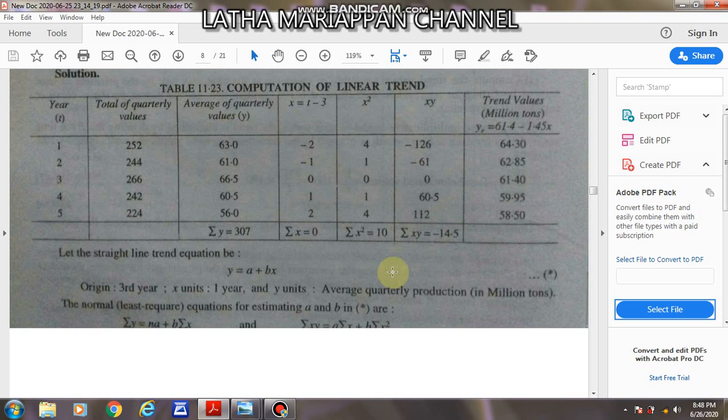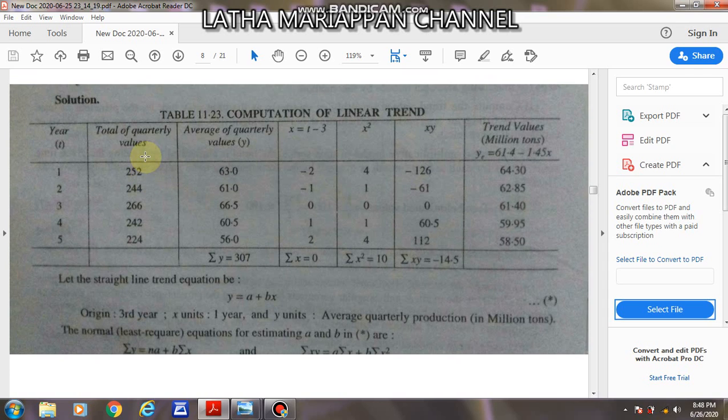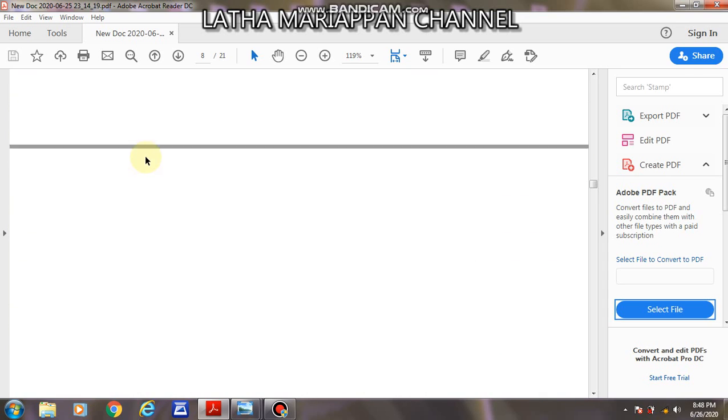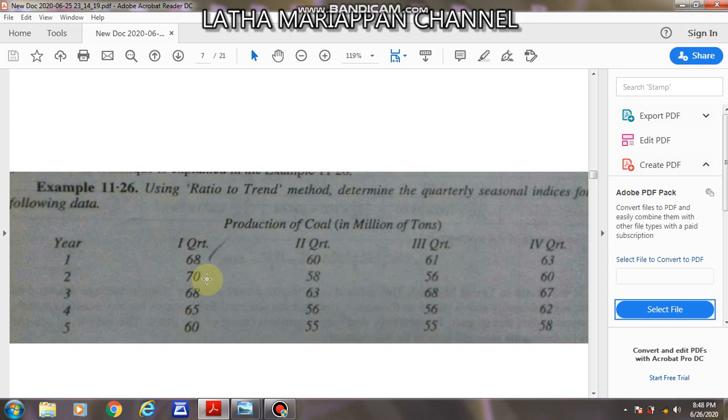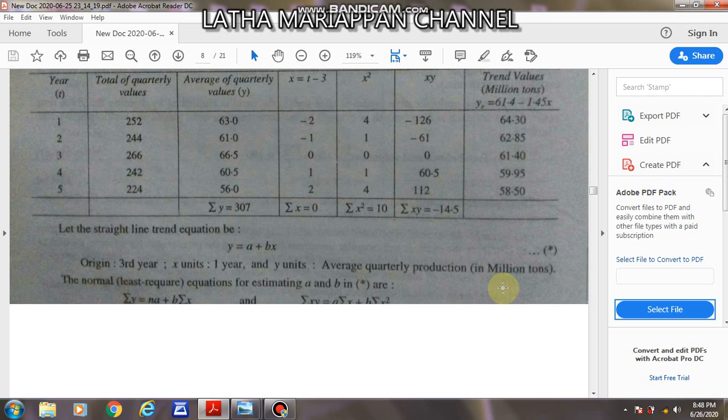This is the computation of the linear trend. The year you always have to take as t. Here I'll show you the total of the quarterly values. See, this is the given data, no? The 4 quarters are given. Add these values: 68 plus 60 plus 61 plus 63. If you add these values, you will get 252.